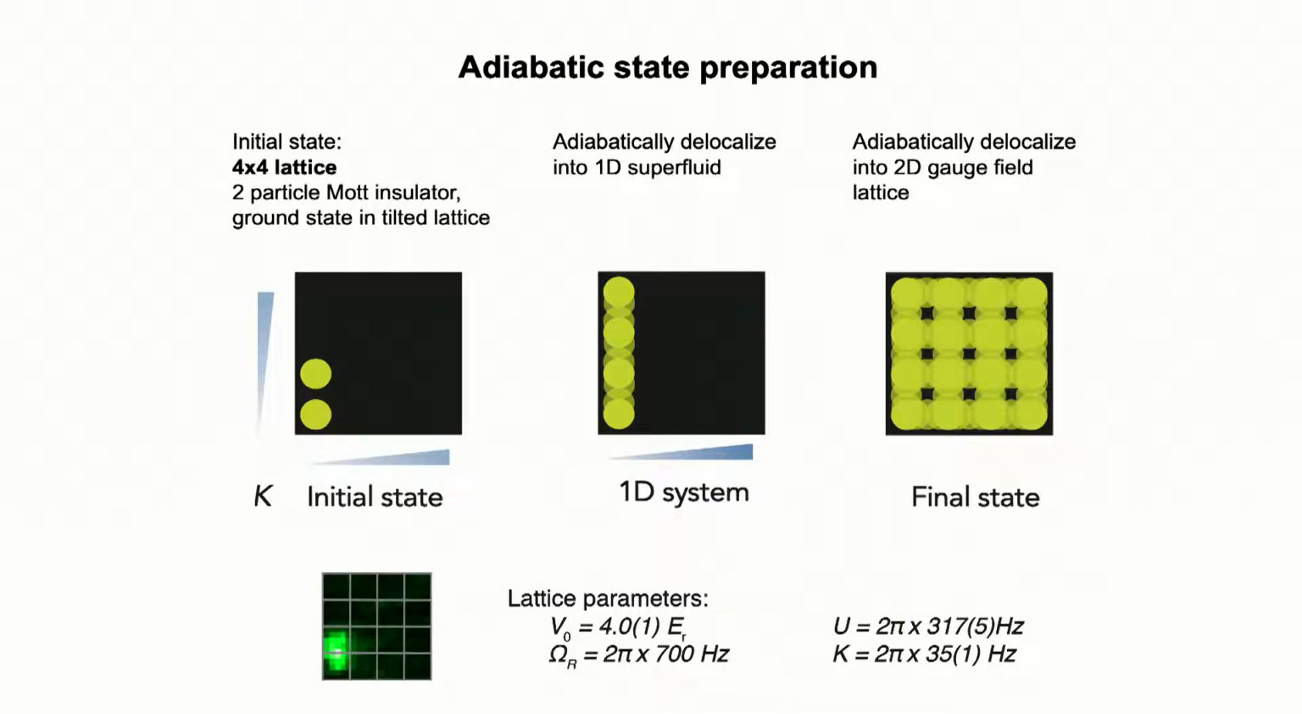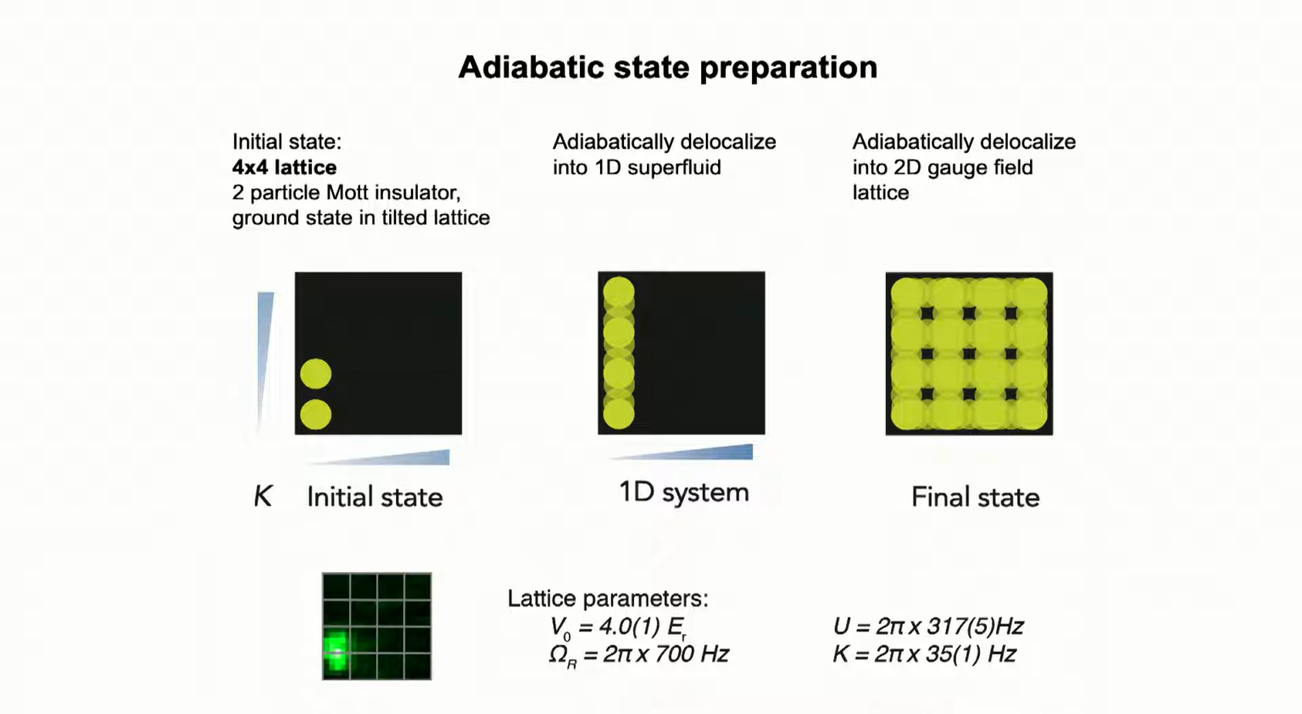So let's use 2 particles to start also. The smallest lattice where we could do this in a meaningful way is a 4 by 4 lattice. At first we tilt that lattice and initialize the ground state, which is just a Mott insulator of 2 atoms down in the tilted corner here. And then we can release the tilt, spread those particles out into a 1D superfluid, and then in the other direction to make a 2D superfluid.